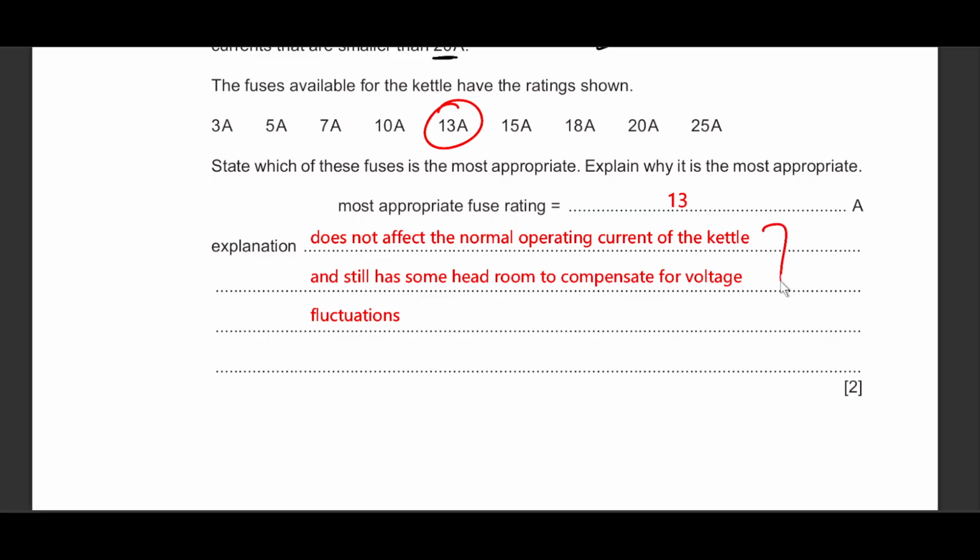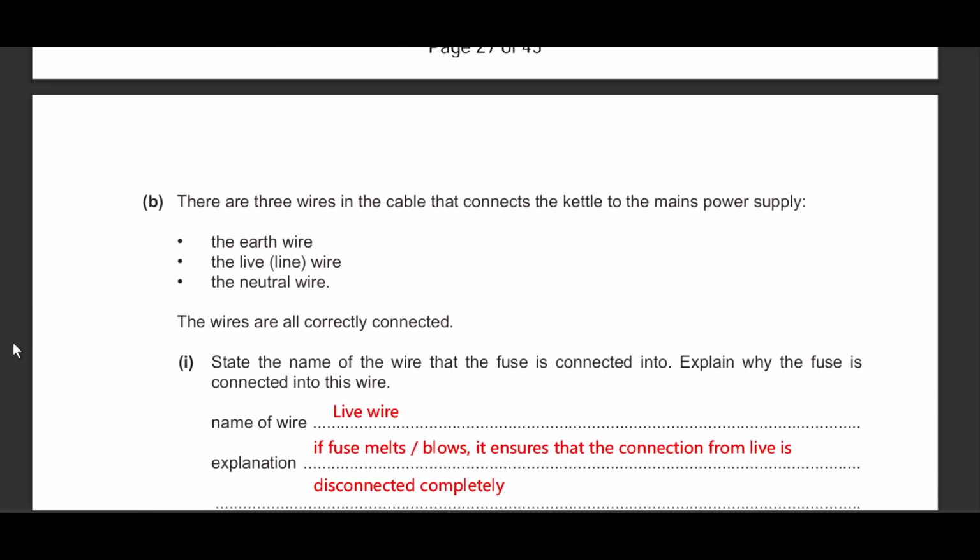And that's how we describe the same situation, that it does not affect the normal operating current of the kettle, but still has some headroom to compensate for voltage fluctuations or any other leakage currents in that case. But anyways, that's the answer for this question. We don't go for 15 or 18 because if you choose a too large fuse, it may take too long to respond, and by that time the wires may have melted.